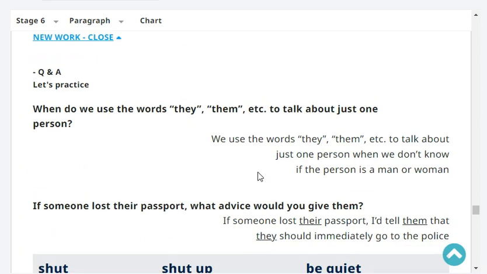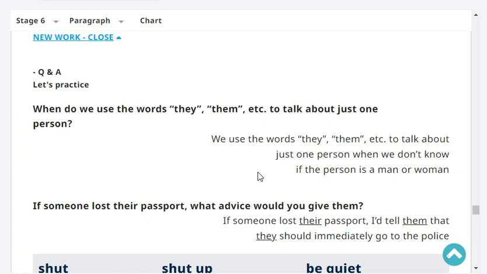Okay, let's practice. When do we use the words they, them, etc. to talk about just one person? We use the words they, them, etc. to talk about just one person when we don't know if the person is a man or a woman.